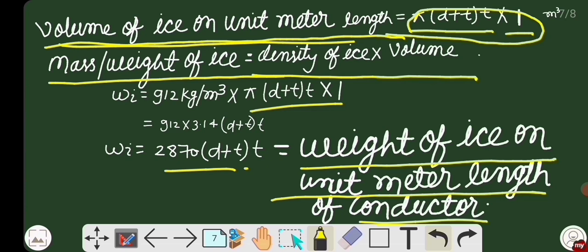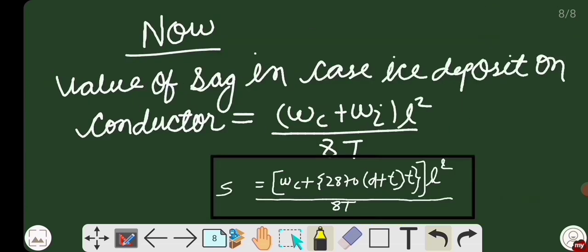Now putting this value in this equation, we can get the value of sag in the case of effect of ice loading. In the next video, we will discuss the calculation of sag in the case of effect of wind loading. I hope you understand everything in this video.